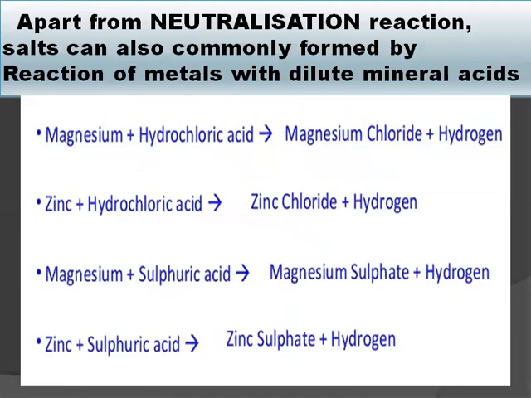Like for example, magnesium when reacts with hydrochloric acid gives magnesium chloride along with evolution of hydrogen gas. Similarly, zinc when reacts with hydrochloric acid gives zinc chloride along with the release of hydrogen gas. Magnesium chloride and zinc chloride are salts.